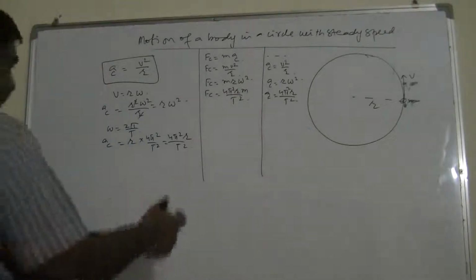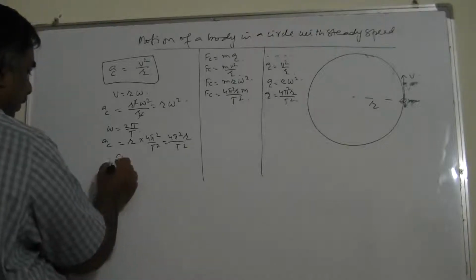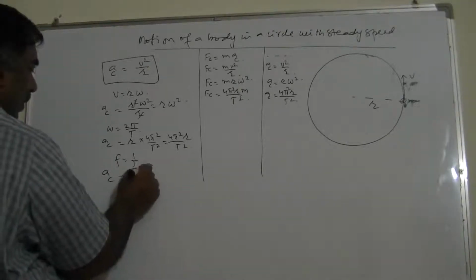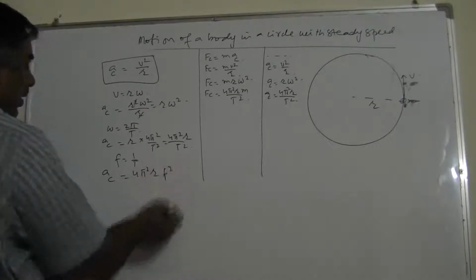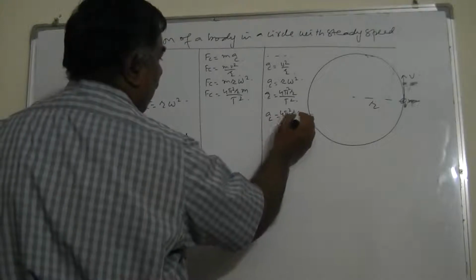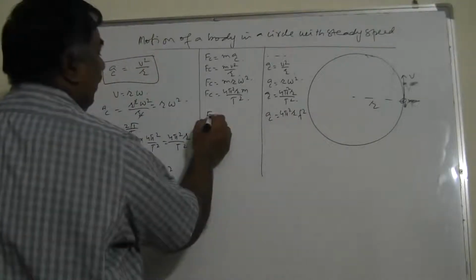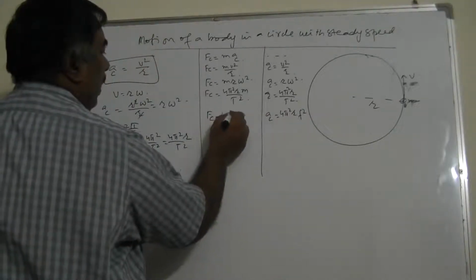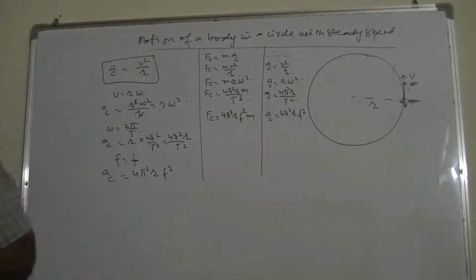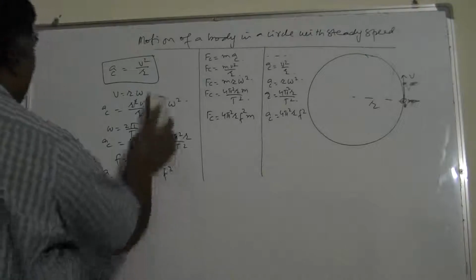Since f is equal to 1 upon T, I can write centripetal acceleration is equal to 4 pi square r f square. So here the centripetal acceleration is 4 pi square r f square, and the centripetal force is 4 pi square r f square m.